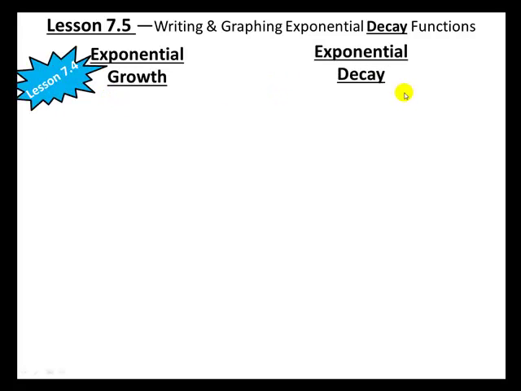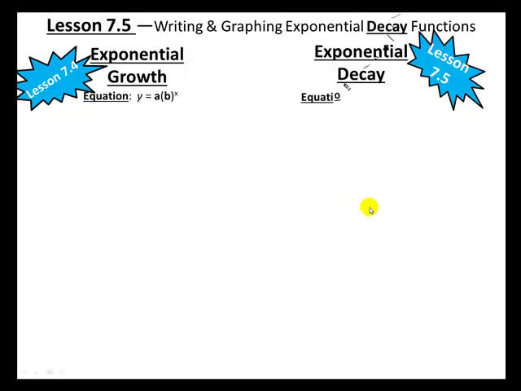Exponential growth was what we did in Lesson 7.4. We're going to compare that with exponential decay, which is what is new to you in Lesson 7.5. The nice thing about this is the equation for exponential growth, y equals a times b to the x power, is the same for exponential decay.